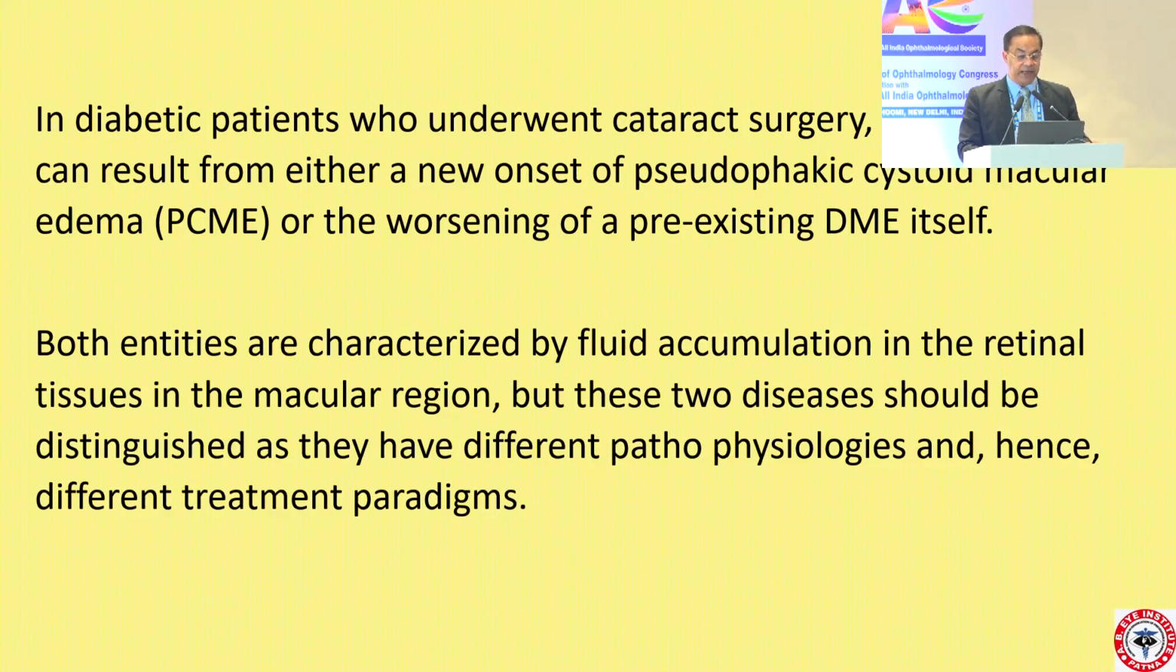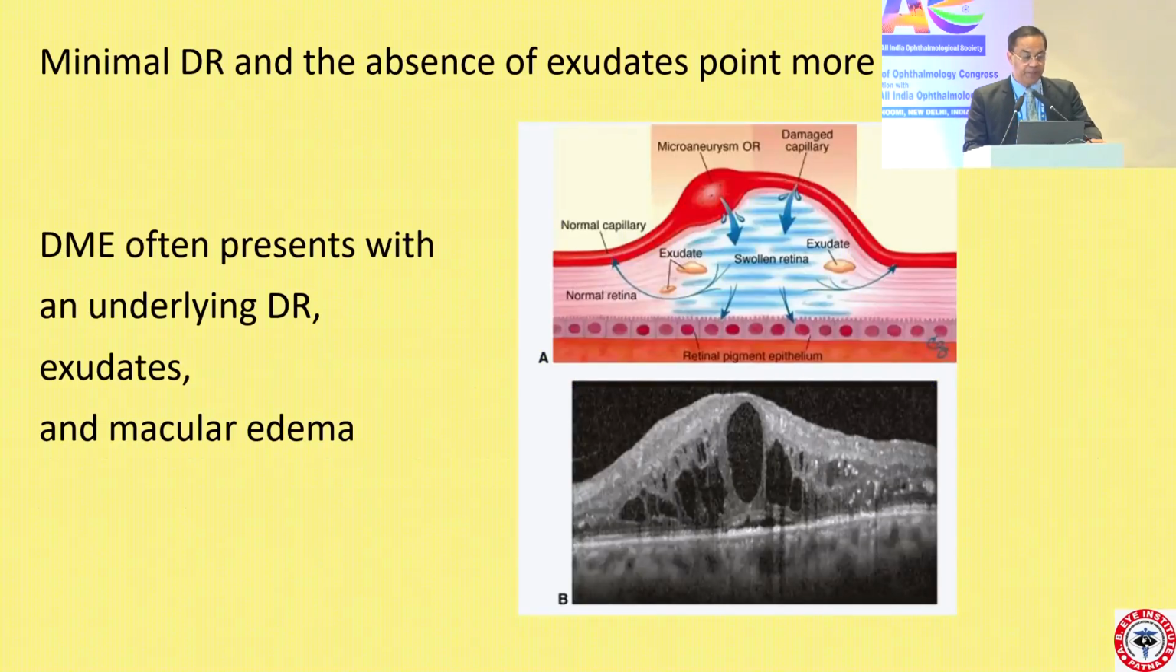Both entities are characterized by fluid accumulation in the retinal tissues in the macular region, but these two diseases have to be distinguished. Minimal diabetic retinopathy and the absence of exudates point more towards pseudophakic CME. DME often presents with an underlying diabetic retinopathy, exudates, and macular edema.